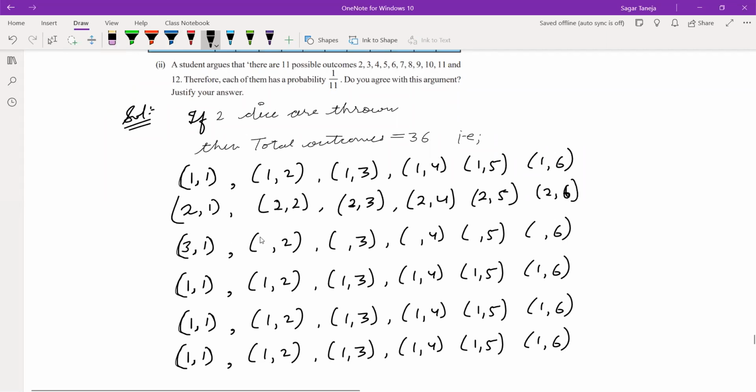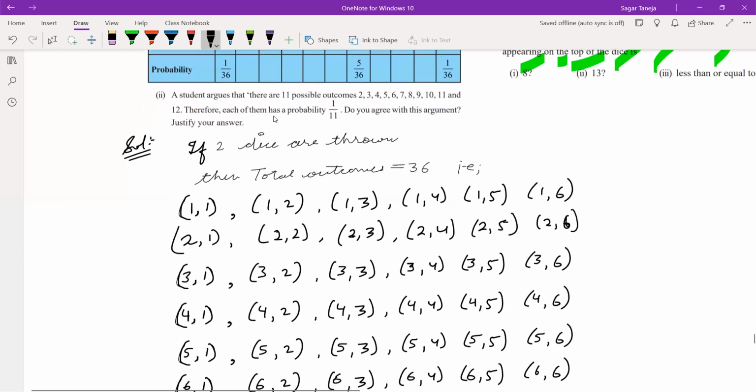So the third line you can write now: 3, 1, 3, 2, 3, 3, 3, 4, 3, 5, 3, 6. Then 4, 1, 4, 2, 4, 3, 4, 4, 4, 5, and 4, 6. Then five, right everywhere, five here, then six. So these are the 36 outcomes that you can get if you throw two dice at the same time, or if you throw one dice two times. So you'll get these 36 outcomes.